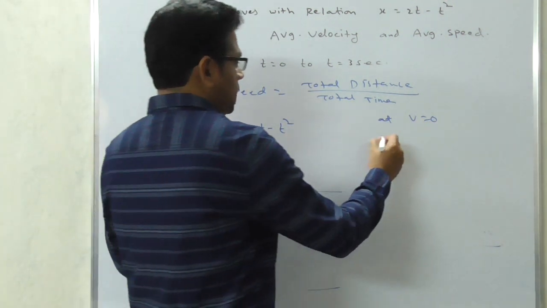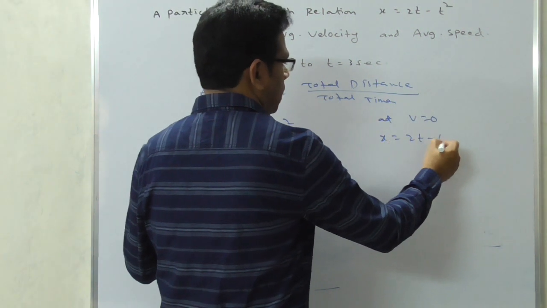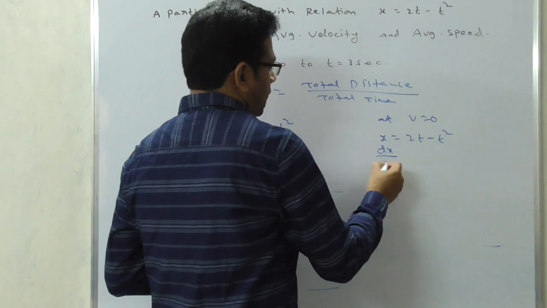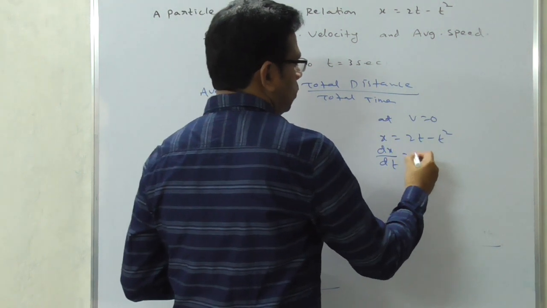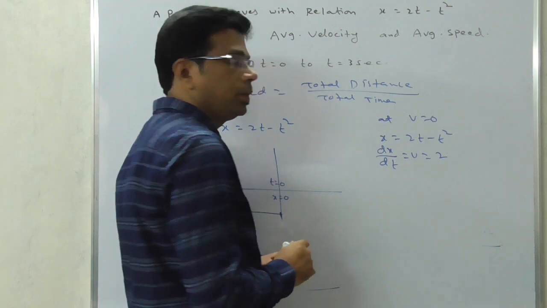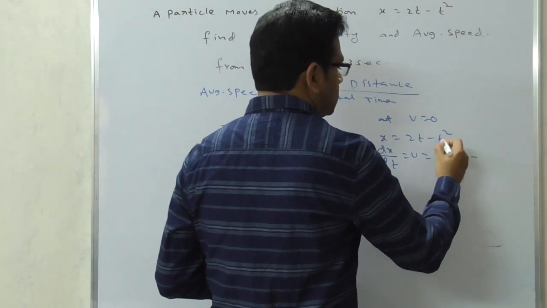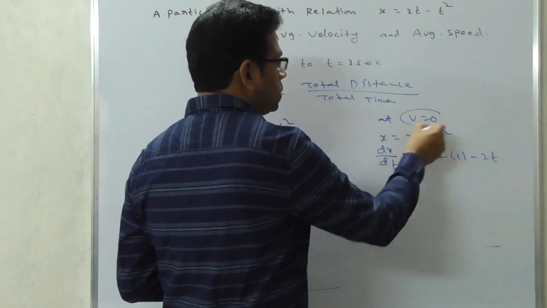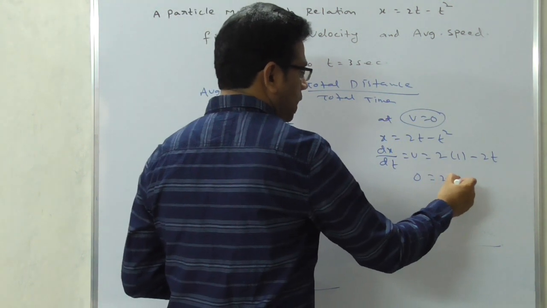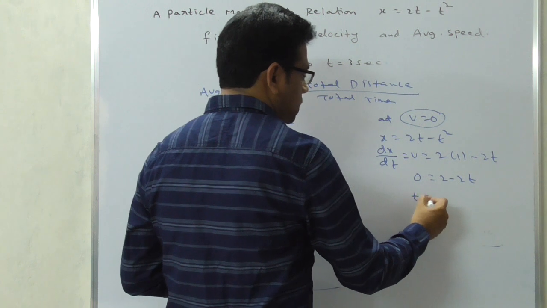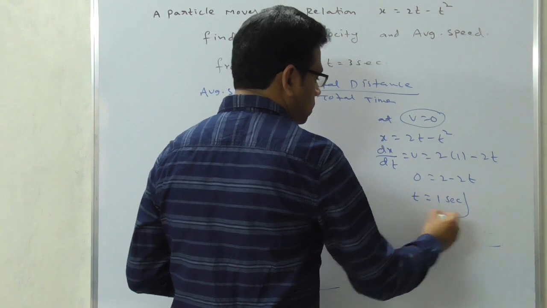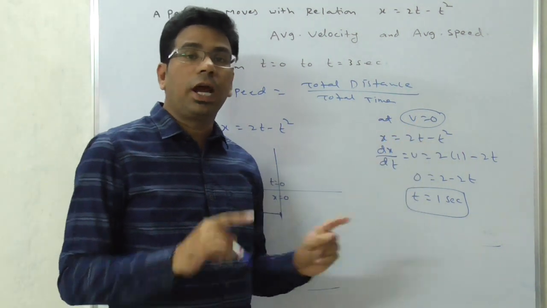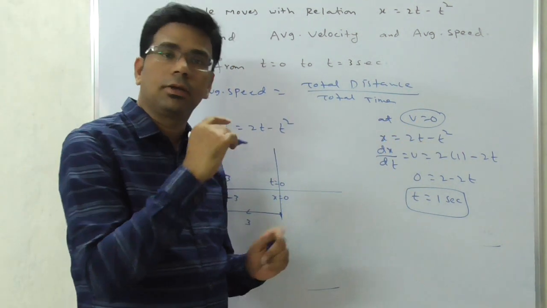So now, what is x? Given x is equal to 2t minus t square. Now differentiate it. dx by dt, that is nothing but v, is equal to 2 into 1 minus t square differentiation, which is 2t. Now put v equal to 0. Now 0 is equal to 2 minus 2t, so t is equal to 1 second. What does it mean? At 1 second, velocity is 0, which means at 1 second the particle takes a turn.